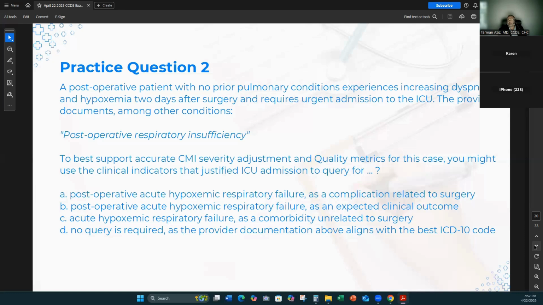Any input on this question from those in attendance? Are you asking which one would we eliminate? Either that, or if you already feel that you know the answer, you're certainly welcome to share it. But it's always good to simulate the question analysis process as well as we go through.